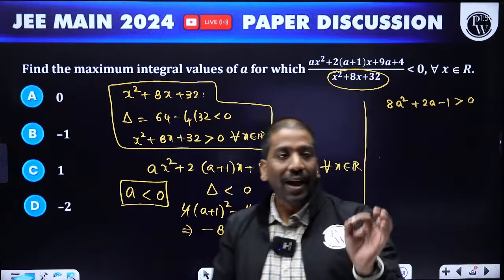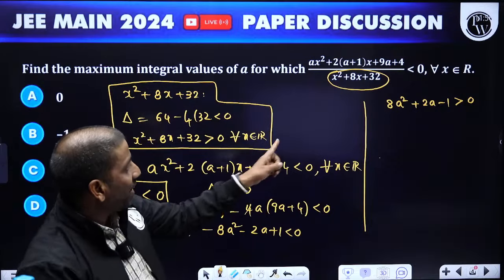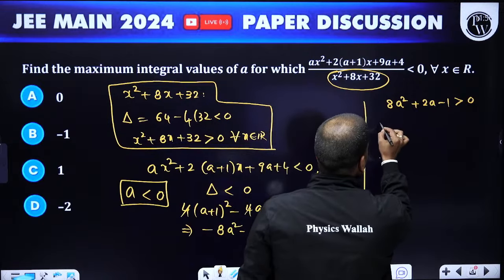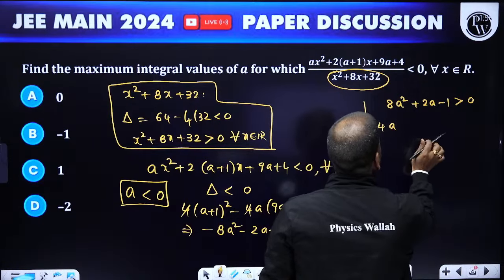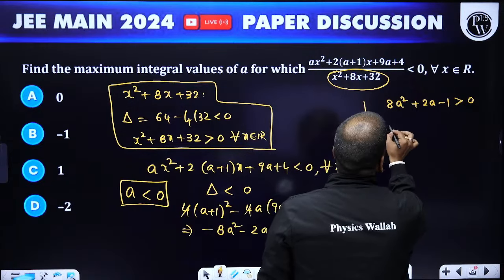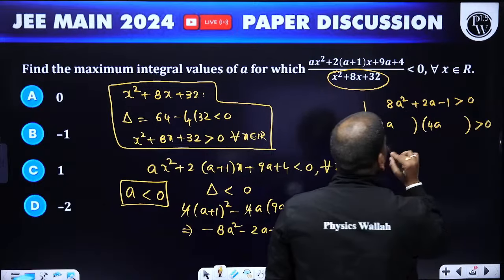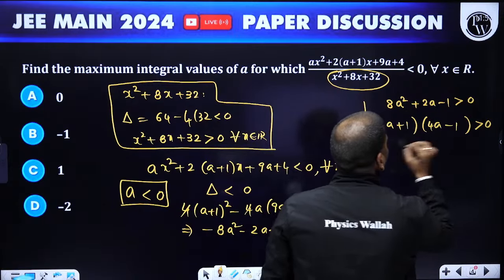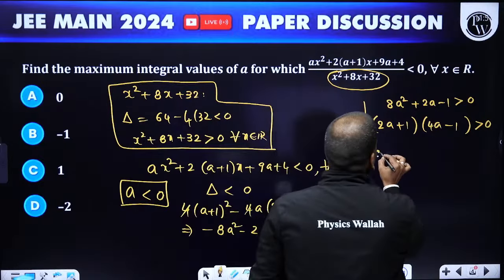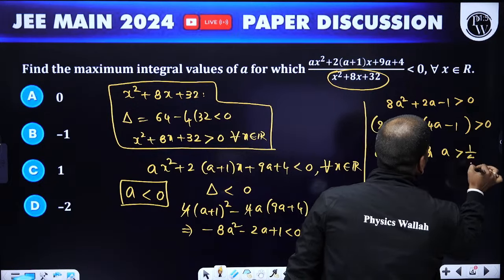Multiplying on both sides by minus 1, right? What do you say, Shanmuk? So 8a square, the factors: 4a square, we can write directly, 2a something and 4a something, which is greater than 0. Here plus 1, here minus 1. Now you can check it: 8a square plus 4a minus 2a minus 1. So a is less than minus 1 by 2 or a is greater than 1 by 4.